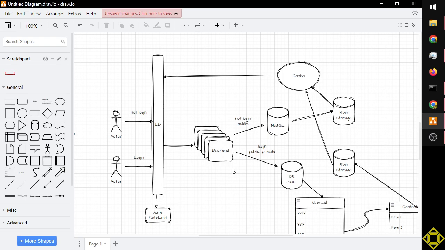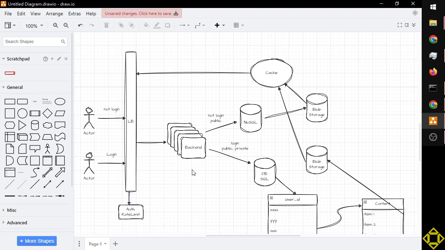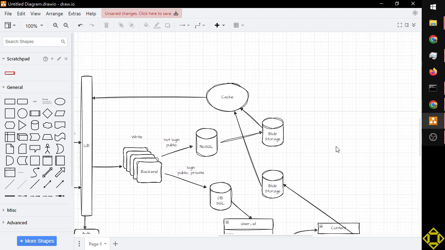Okay, now we have to draw a design graph where the user is there. There are two possibilities: one is logged in, another is not logged in. If logged in, they need auth and rate limit through the load balancer. And for the backend part, if they write content and are not logged in, they will just write to the NoSQL structure, and the content will be stored in the blob storage.